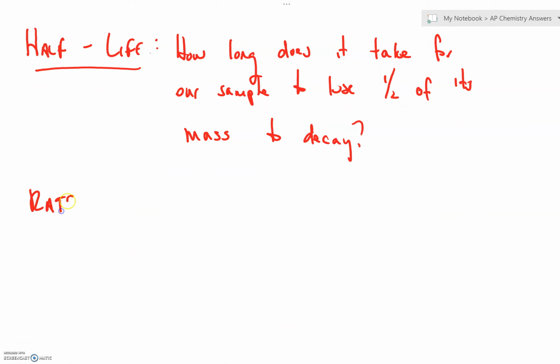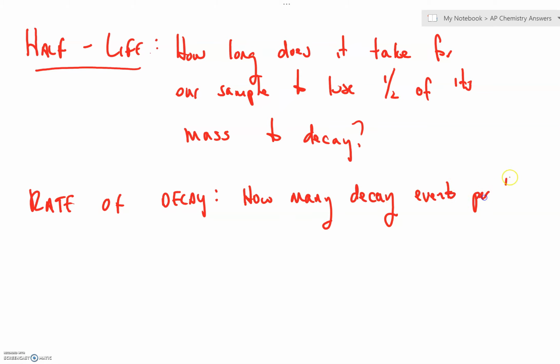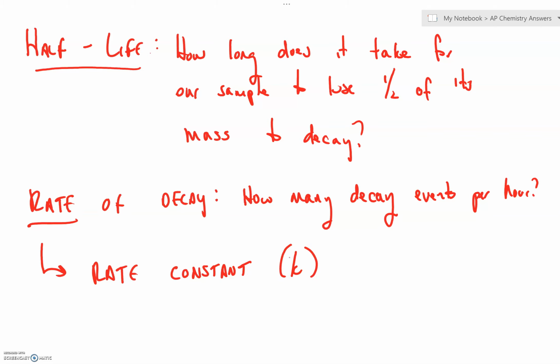What we mean by rate of decay is how many decay events per hour take place. And since it's a rate and since it's a constant, if you remember, I told you to brush up on your rate law, we'll call this the rate constant. We represent this with a lowercase k.